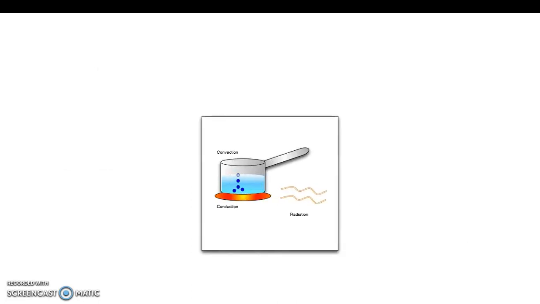This is an awesome example, where the pot bottom gets heated up by conduction. Then the liquid inside the pot gets heated up by convection. Then you feel the heat around us by radiation. I'll take that again. The pot bottom gets heated up, the whole pot gets heated up by conduction because it's a metal. But the liquid inside the pot gets heated up by convection. And you feel the heat from the pot and the heat source by radiation.